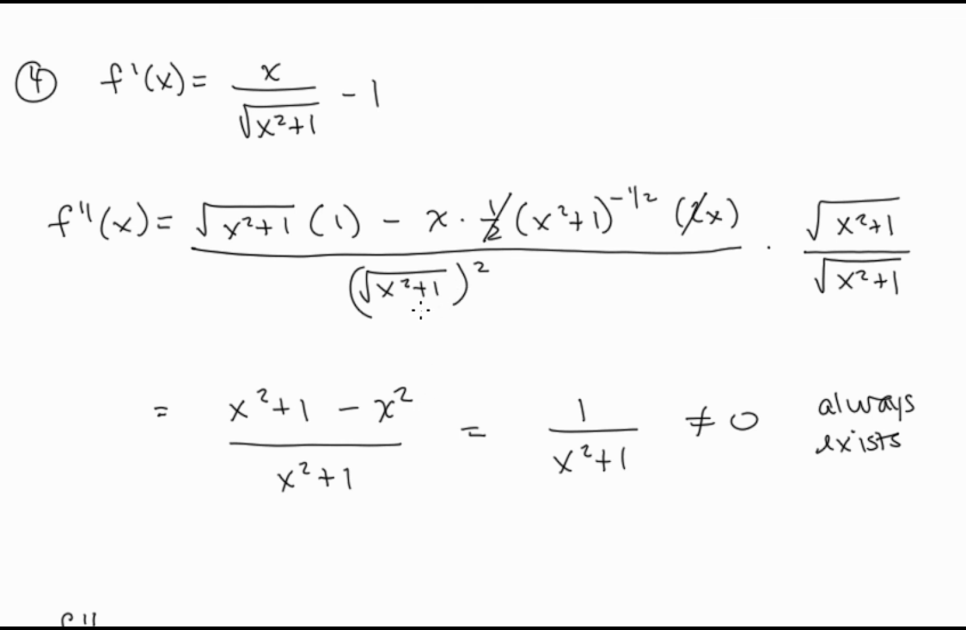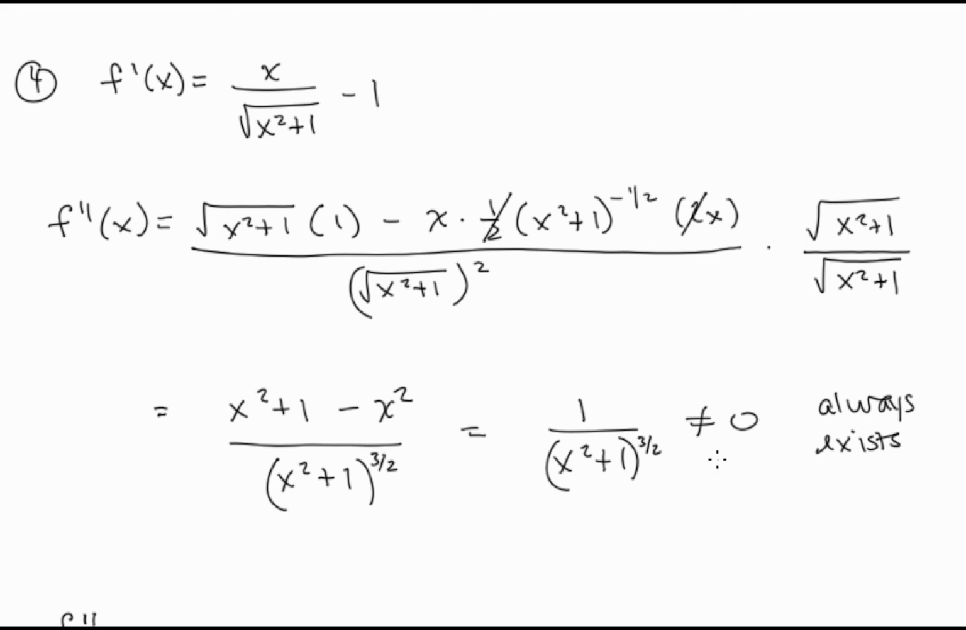And in the denominator, here's to the first power plus another 1/2 power, so we have x squared plus 1 to the 3/2 power in the denominator. So simplifying, this is 1 over (x squared plus 1) to the 3/2. And we notice that this always exists, and it can never equal 0. So again, we have no points to plot on our number line.